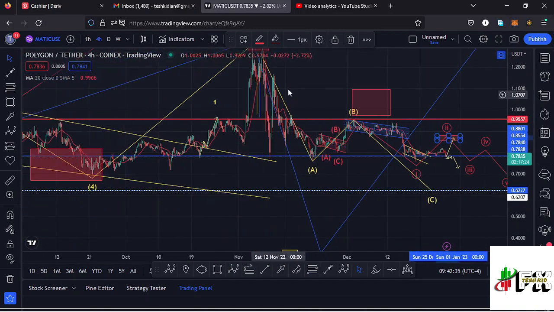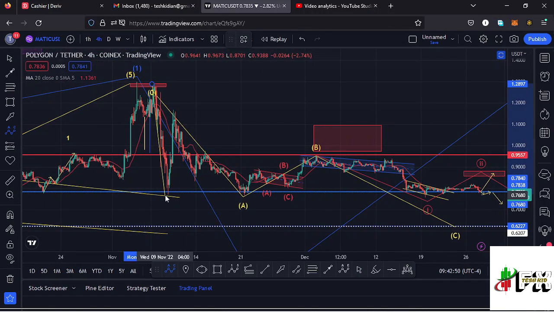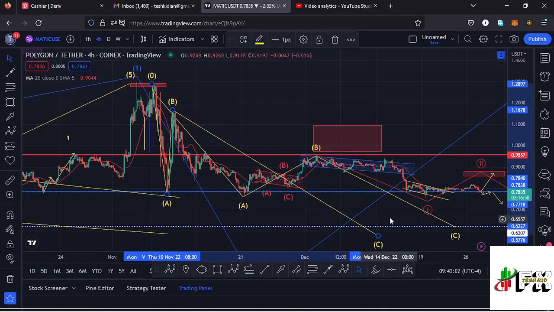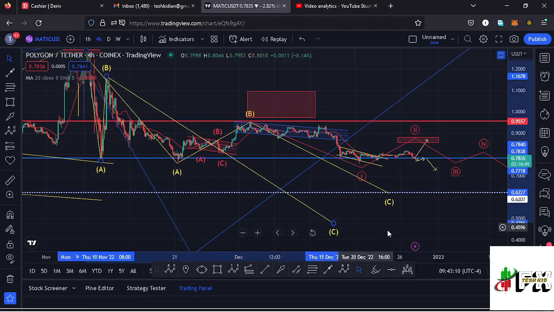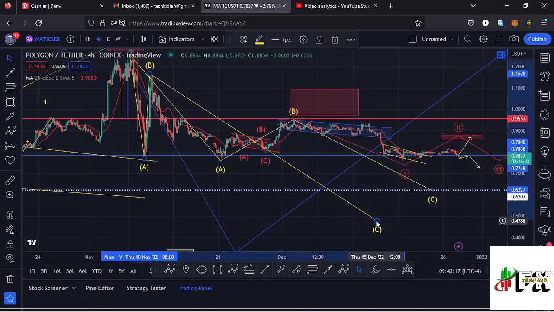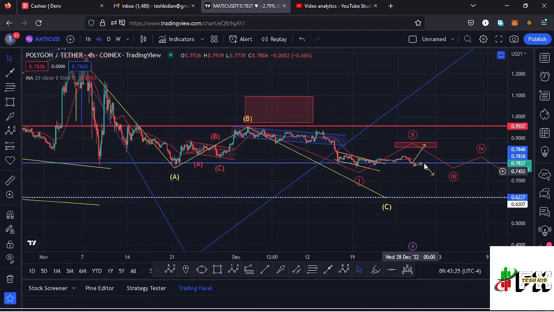The other ABC corrective structure that can play out is having this as the wave A, where we have the wave A making its low at around the $0.78 mark, then the wave B making its peak at around the $1.17 mark, and whatever we are seeing over here might be the formation of that wave C, which might come to a completion once we see a straight sell-off the moment we lose the key area of support at around the $0.78 mark. So let's be patient and see how that plays out, but the most likely ABC corrective structure is this ABC corrective structure right here, having the wave B making its peak at around the $0.94 mark, and whatever we are seeing over here might be the formation of that wave C to the lower side.